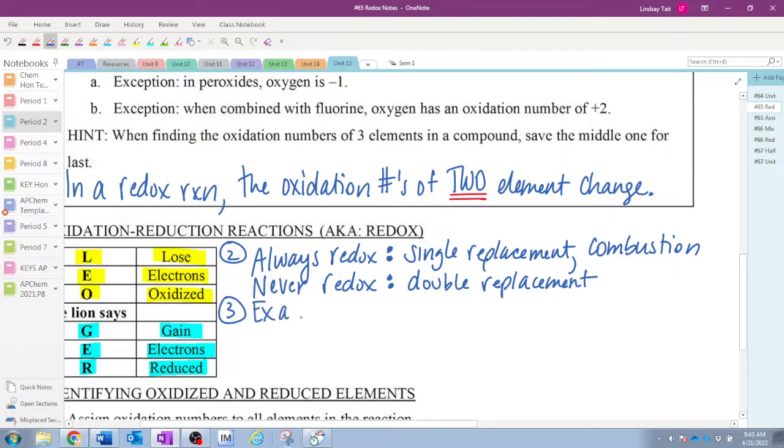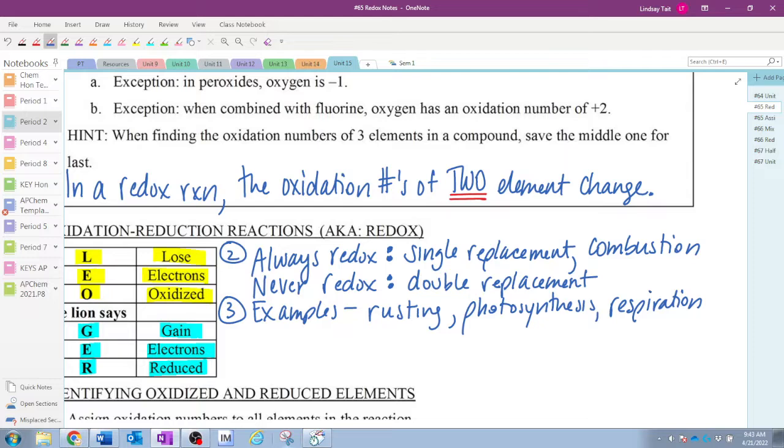So what are some common examples then of redox reactions? Rusting. The rusting of iron, photosynthesis, and cellular respiration are all examples of redox reactions. I think your test read also talks about bioluminescence, perhaps. I don't know that equation offhand.